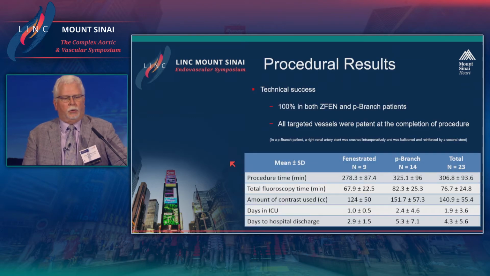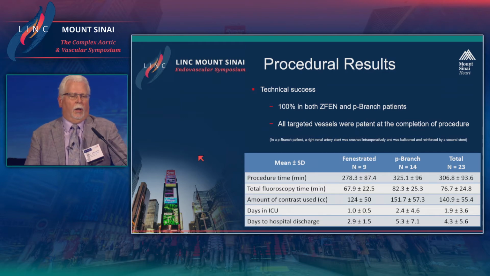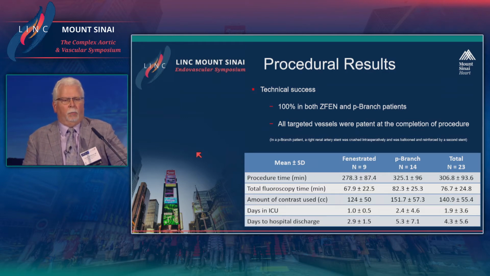Fluoro time and procedural time was slightly longer, again, because you have one more vessel involved in the P-branch technology, but not markedly different. And again, this was our initial procedure, the first 14. We've done probably close to 30 of the P-branches now, and there was a learning curve as we got started. Patients rarely go to the ICU now, except for comorbid conditions.